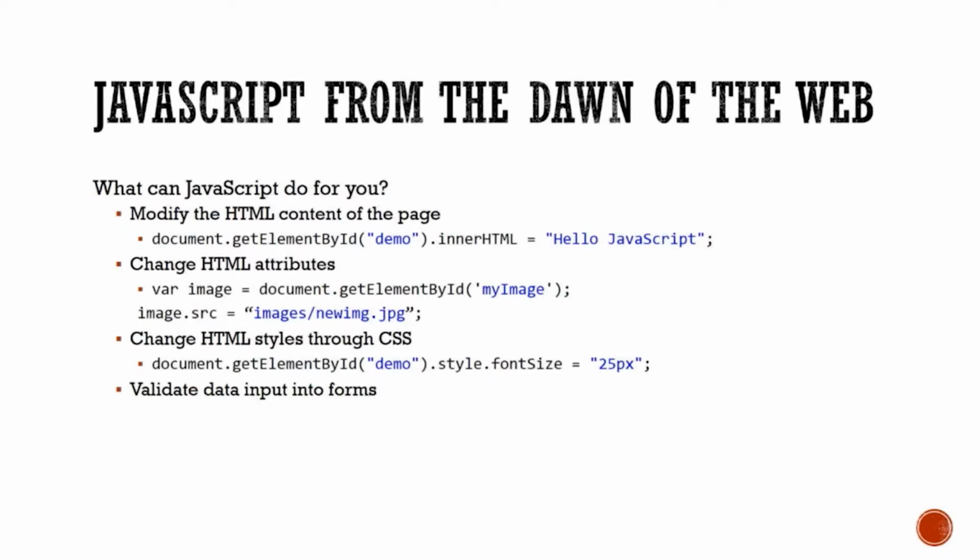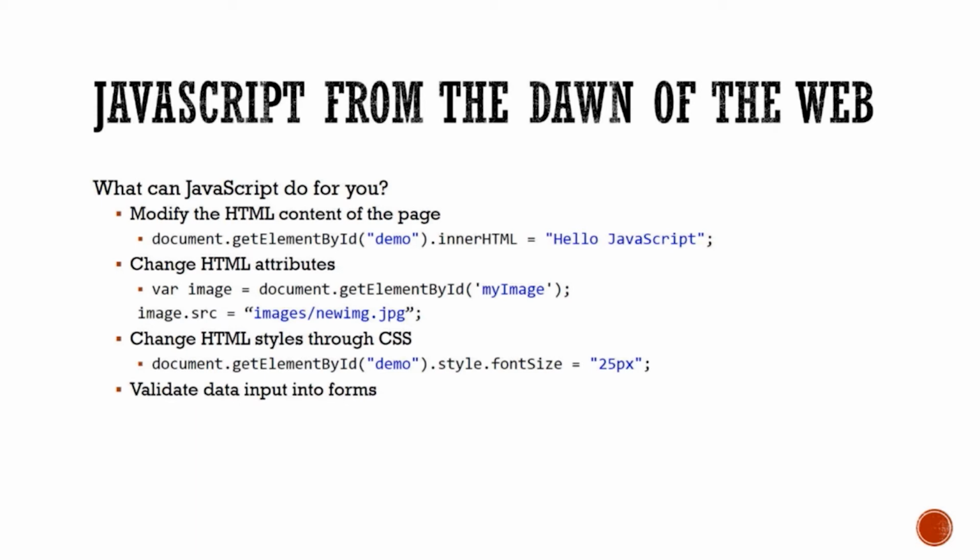By the end of the course, you'll understand what each of these mean, even though you may not understand them now. So first, JavaScript can modify the content of the page, that is the HTML content. The page is represented by the word document in JavaScript.